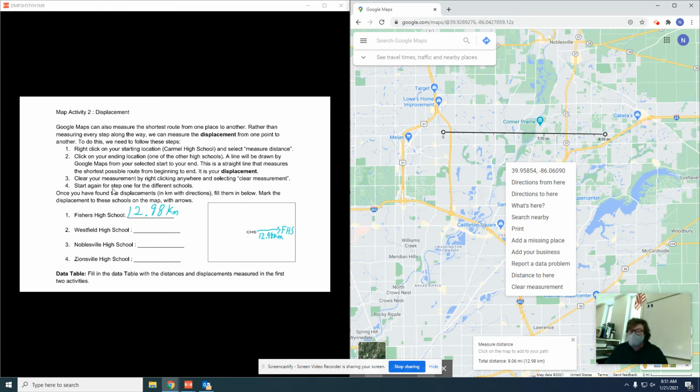You guys are going to do the same for Westfield, Noblesville, and Zionsville. So you should have 4 different high schools on your map, so on the map on your piece of paper, and then you should fill out all of this information.